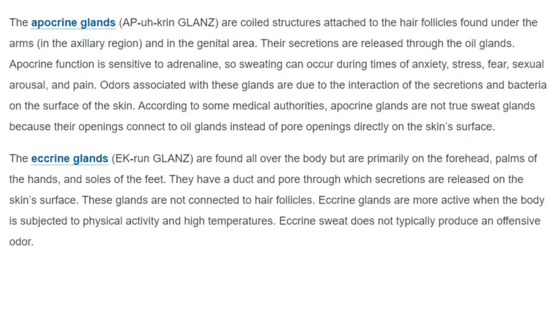The apocrine glands are coiled structures attached to the hair follicles found under the arms, in the axillary region, and in the genital area. Their secretions are released through the oil glands. Apocrine function is sensitive to adrenaline, so sweating can occur during times of anxiety, stress, fear, sexual arousal, and pain.